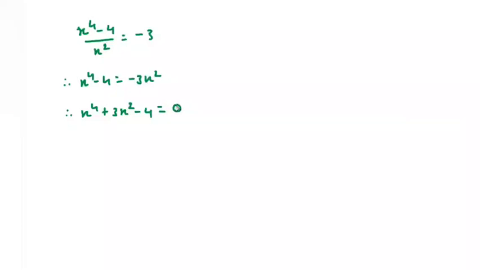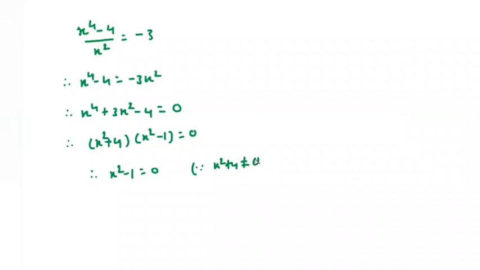Now this is a quadratic equation, okay, which can be further factorized, as 4 ones are 4, so (x square plus 4) and (x square minus 1) is equal to 0. Okay, and therefore x square minus 1 will be equal to 0. Why? Because x square plus 4, okay, this will not be equal to 0 for any real x.